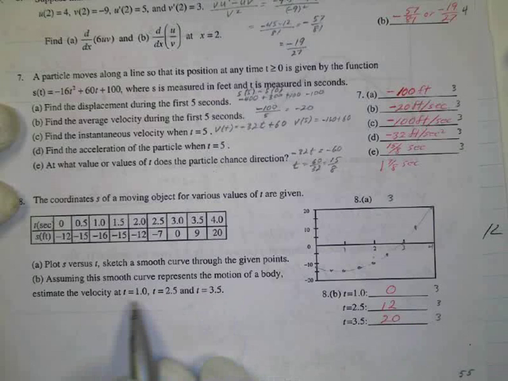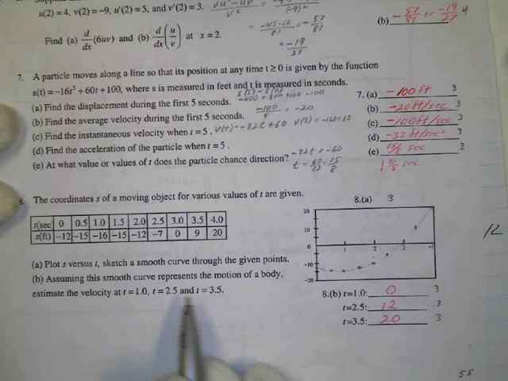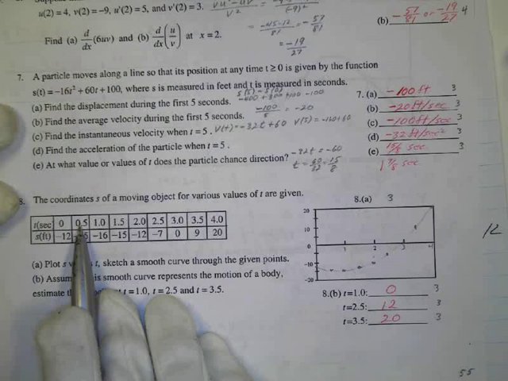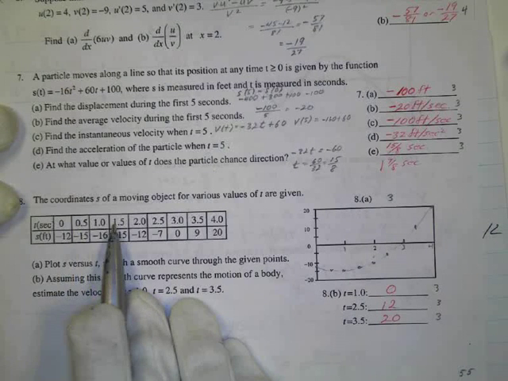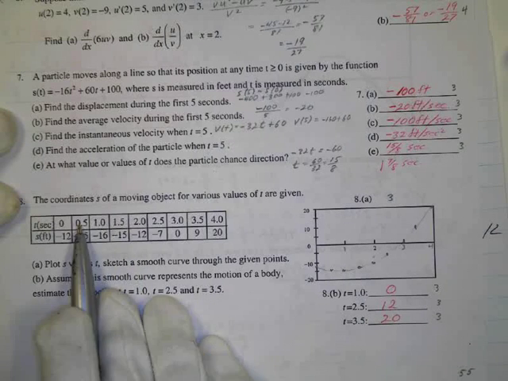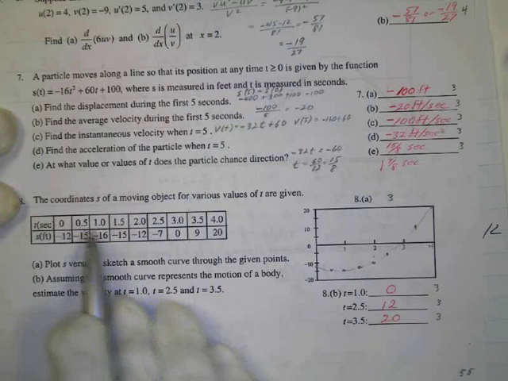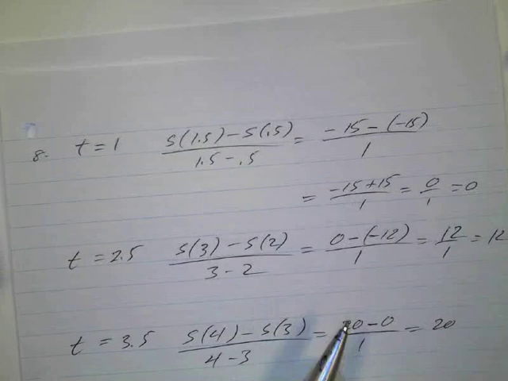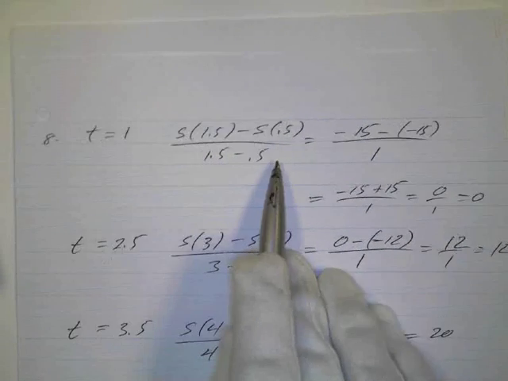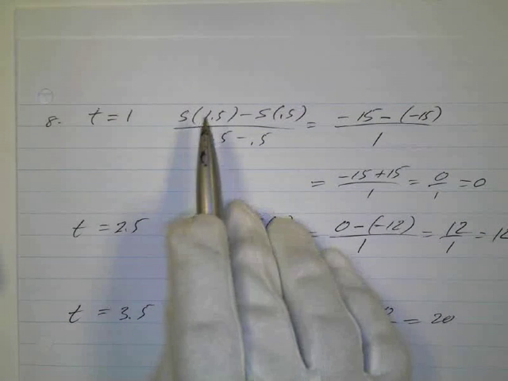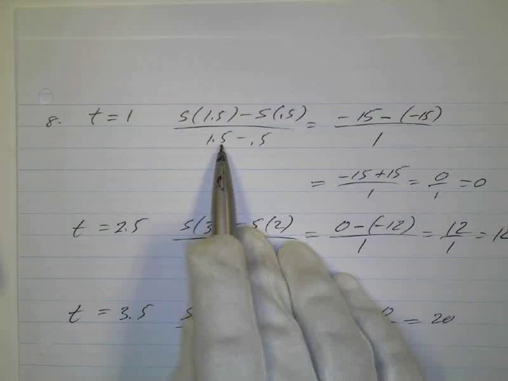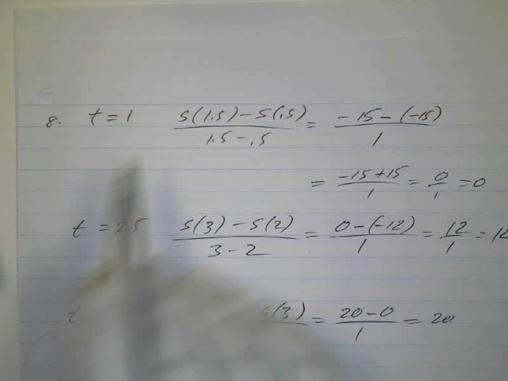And then they want you to say, assuming the smooth curve represents the motion of the body, estimate the velocity at t equals 1, t equals 2.5, and t equals 3. So at t equals 1, I'm just going to take the closest values I have, which in this case are 0.5 and 1.5. I'm going to find the average rate of change over that interval. That would be f of b minus f of a all over b minus a, so s of 1.5 minus s of 0.5 over 1.5 minus 0.5.